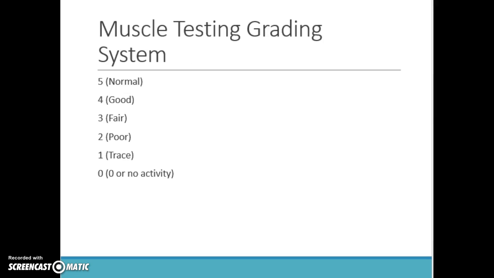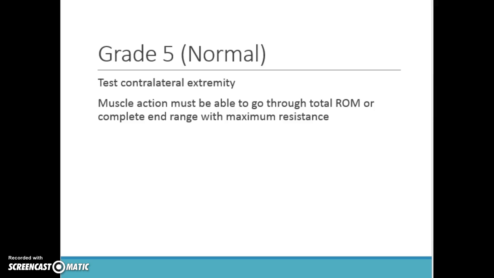Manual muscle testing goes from a grade of 5 or normal to 0, and there's 2 ways that can describe them. We'll go into this now. Grade 5 is a normal strength. Remember to first test the opposite extremity to the one that you're performing the manual muscle test on to know what that patient's normal is.